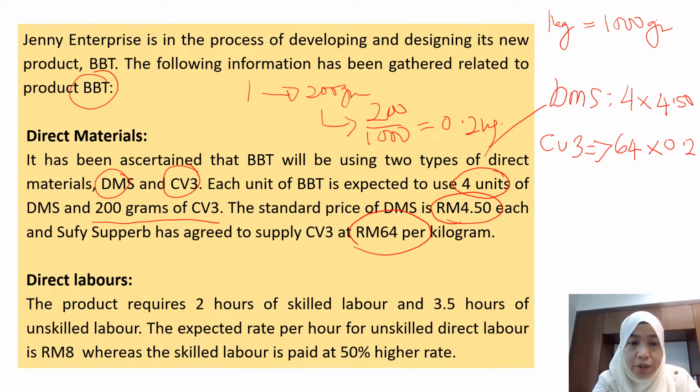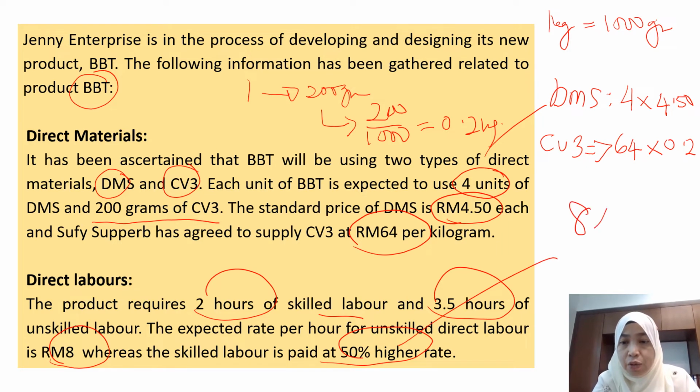Direct labor hours: the product requires 2 hours of skilled labor and 3.5 hours of unskilled labor. Unskilled labor you pay RM8, whereas skilled labor is 50 percent higher. That means RM8 you multiply by 1.5, you will get RM12.